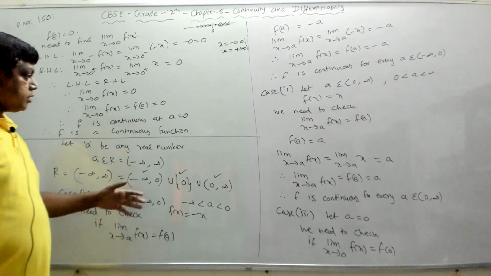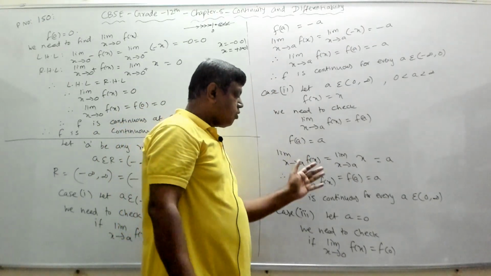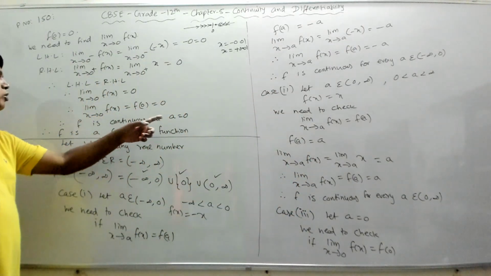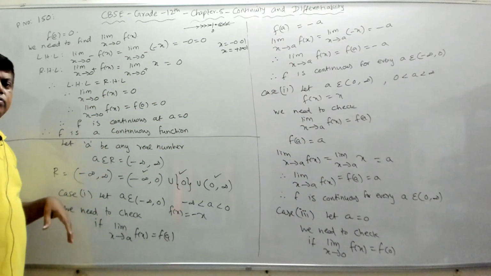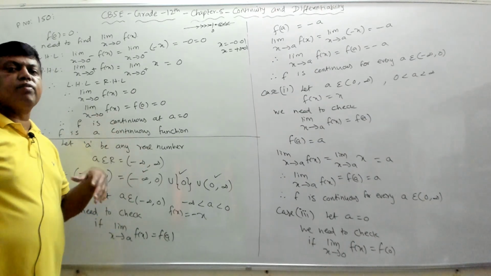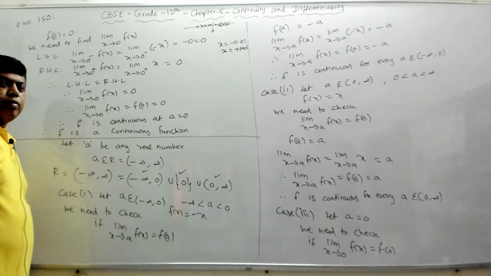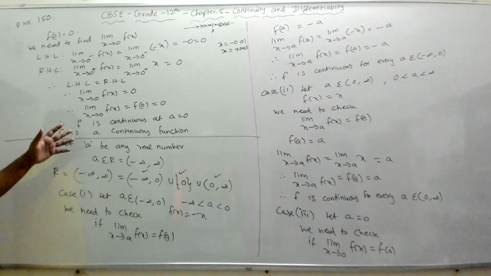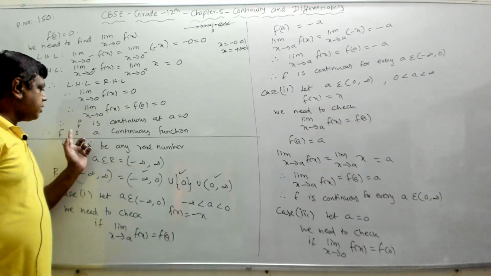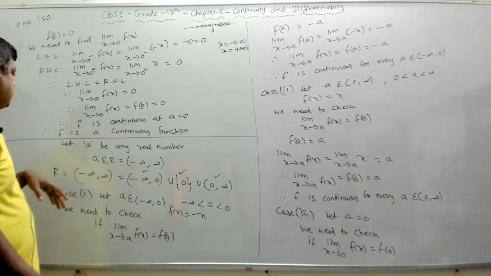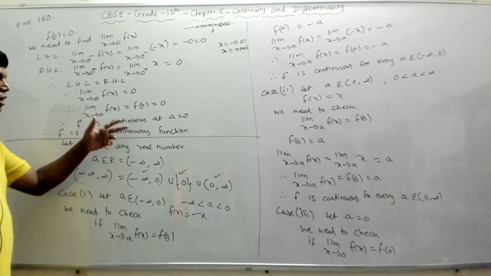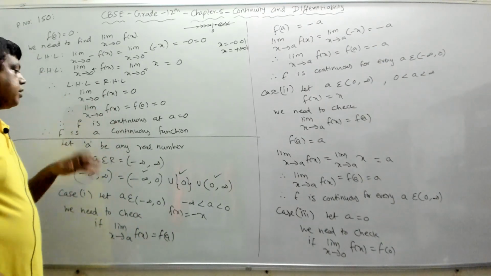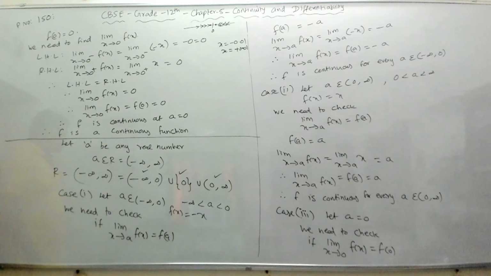Because f is continuous for all negative numbers, for all positive numbers, and for 0 also, f is a continuous function because f is continuous at every point. So you call f continuous. Since f is continuous at every real number, we say f is continuous. F is a continuous function means f is continuous at every real number. Fine. So all of you can pause the video and take the notes.